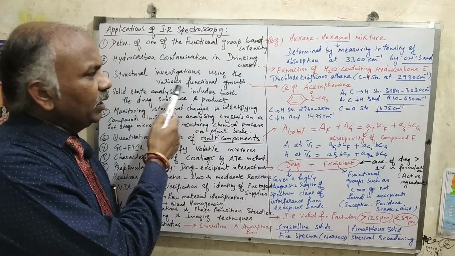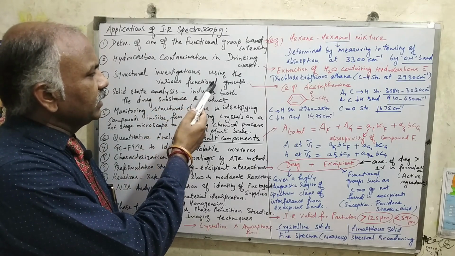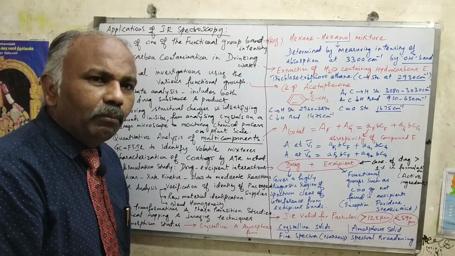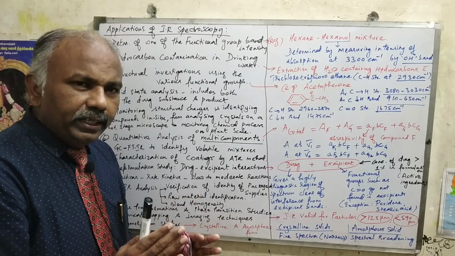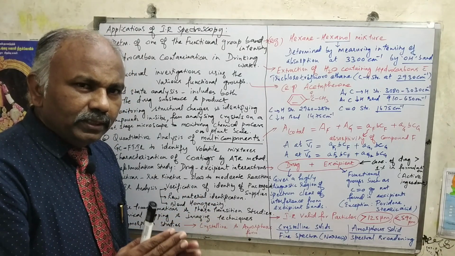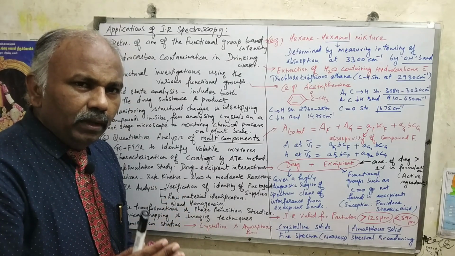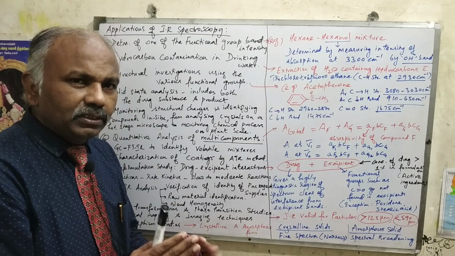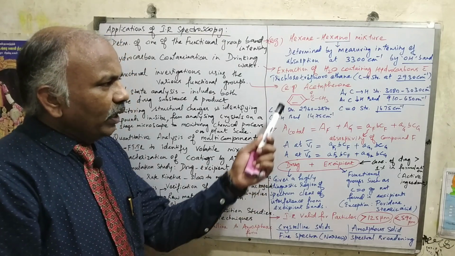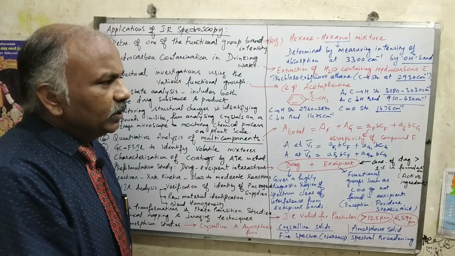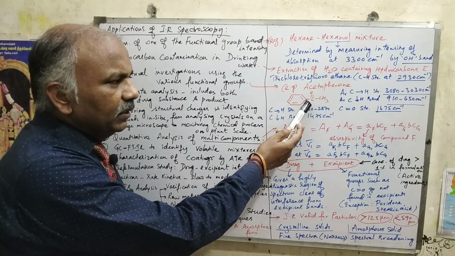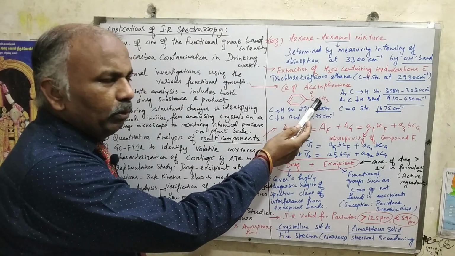The third important application is structural investigations using the various functional groups in a molecule. What is this structural investigation? The major qualitative purpose of infrared spectroscopy is to identify the functional groups in a molecule and thereby confirm the structure of the molecule. So I can give a simple example here. Let us take the example acetophenone. This acetophenone contains a benzene ring with C double bond O CH3.